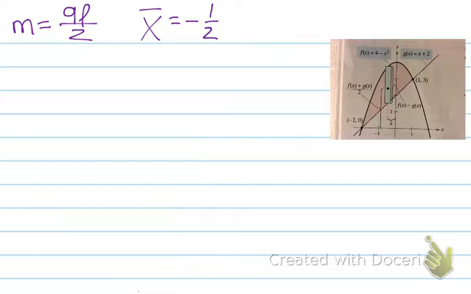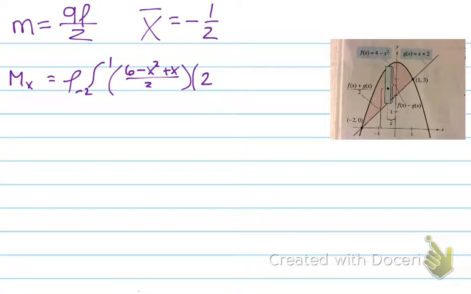Alright, and then last but not least, we need to know Mx so that we can figure out y bar. So Mx is rho times the integral from negative 2 to 1. And remember, this one's the average of the two, so you have to add them together. 4 minus x squared plus x plus 2 divided by 2, which ends up being, I'm sorry, not 4. 4 plus 2 is 6. So that's 6 minus x squared plus x divided by 2. So that's the f of x plus g of x divided by 2 part. And then times f of x minus g of x, which is 2 minus x squared minus x dx.